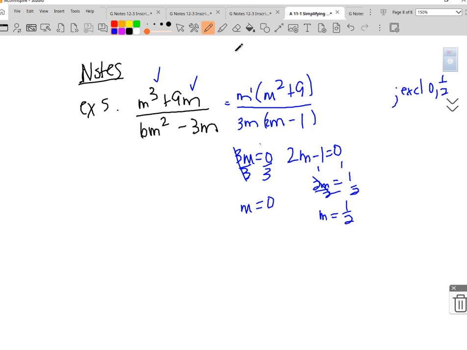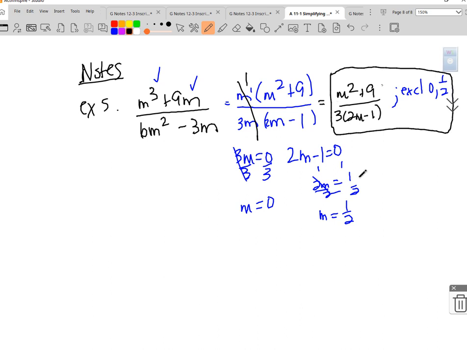And what can we simplify out of here? This won't factor anymore, but how about our m's? Can we cancel our m's out? Yeah, we can. M divided by m is 1. So 1 times m squared plus 9, we're just going to write m squared plus 9. Over, now we can't forget the 3 here. 3 times 2m minus 1. And you can multiply that back. I'll let you know if we want to do that on the test or not. But that's fine with me right there.